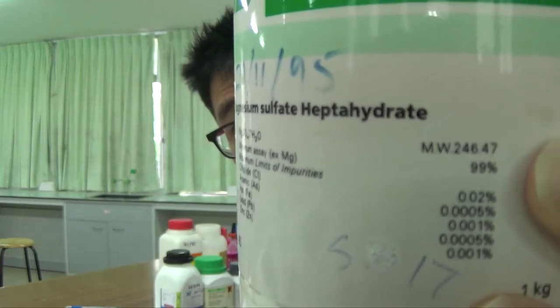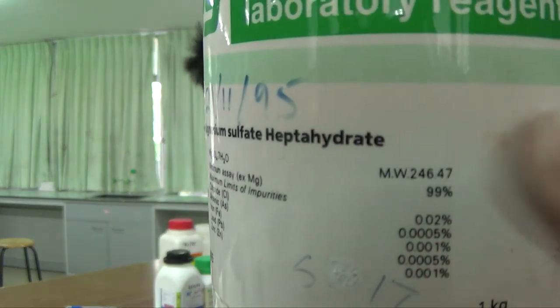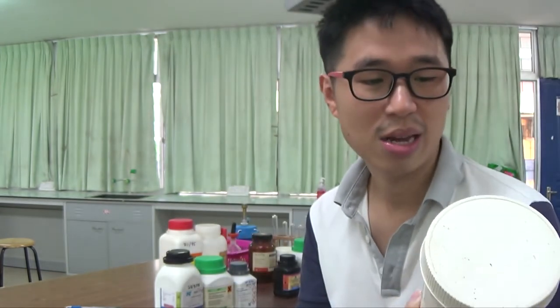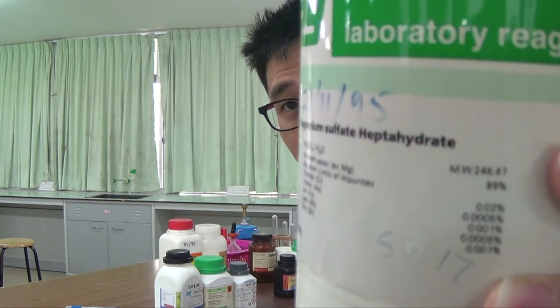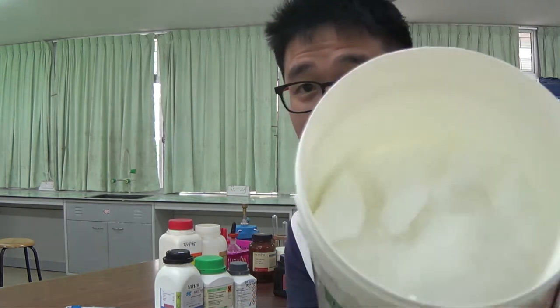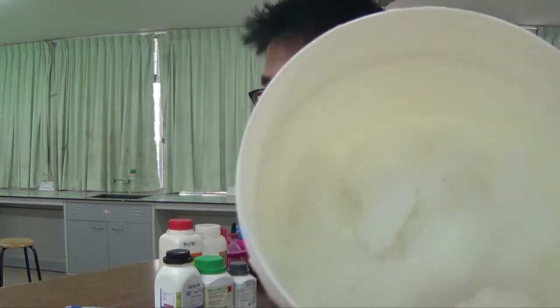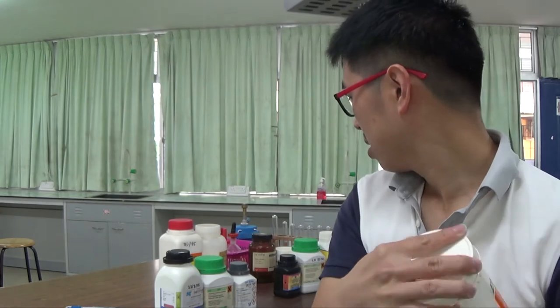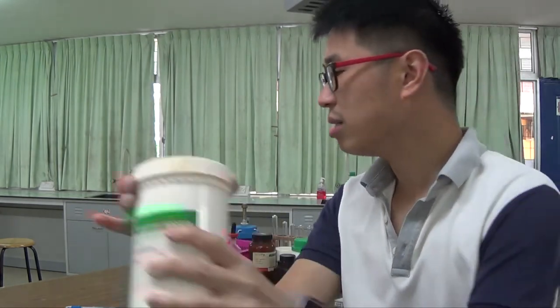As shown here, it's 246 point something, because these were the more accurate relative atomic mass using the calculations. This is magnesium sulfate heptahydrate with 7 water of crystallization. And it is white in color, very crystalline. Okay. You can do a bit more exercise if you want to.